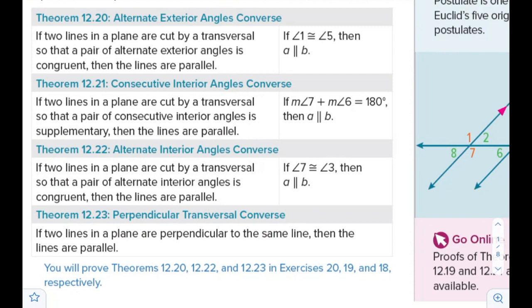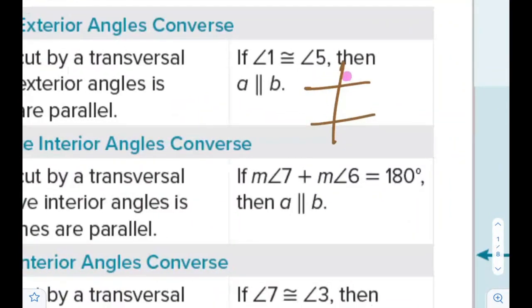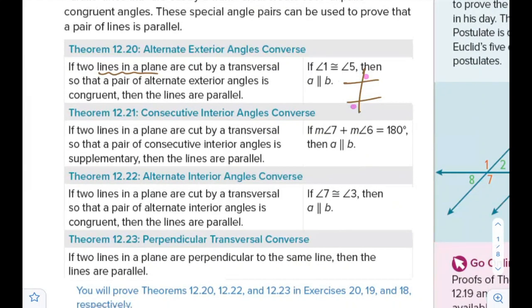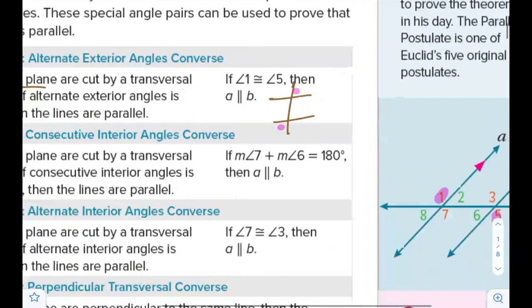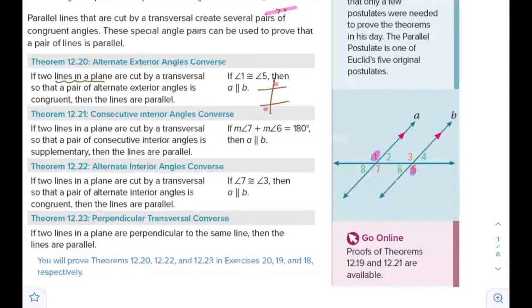So if two lines in a plane are cut by a transversal so that a pair of alternate exterior angles, for example this and that are alternate exterior angles, are congruent, then the lines are parallel. For example, for this sketch, angle 1 and angle 5 are alternate exterior angles. If angle 1 and angle 5 are congruent, which is stated here, then lines A and B are parallel.